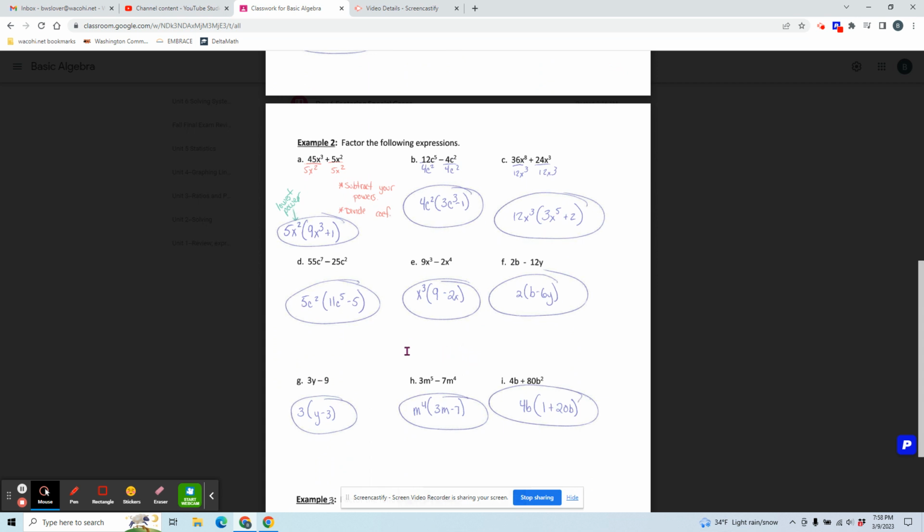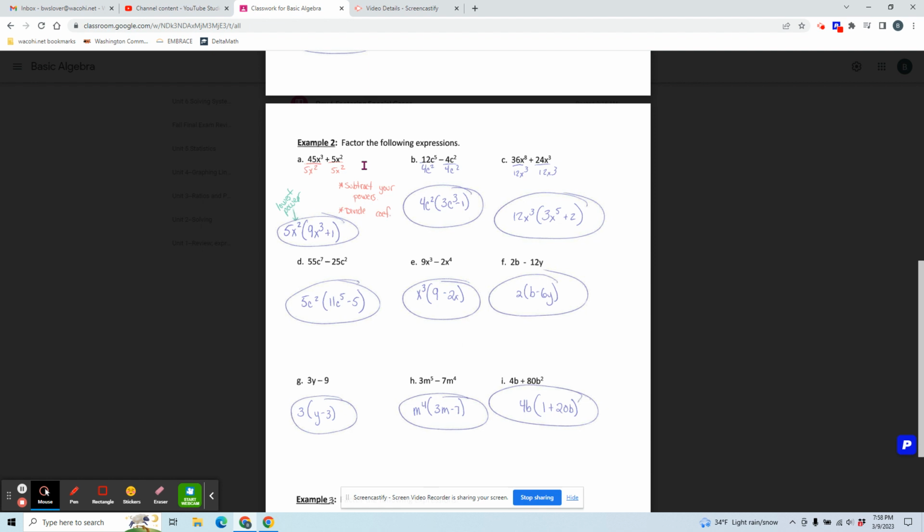So example 2 is the same thing, except now I'm adding in variables with my greatest common factor. So my greatest common factor, I'm going to break it into two pieces just like I did yesterday. Find the greatest common factor for the coefficient, and then find the greatest common factor for the variable. And once again, that's always if there is one.